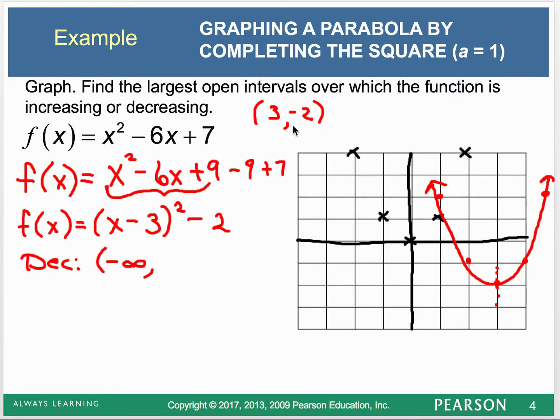Because that's also going to help me with my increasing and decreasing intervals, and my domain, and my range, and my axis of symmetry. So negative infinity to 3. And then it's increasing from 3 to infinity, right? It's increasing on this side. So from here on, the function is increasing. Okay, so there's an option. We could just complete the square and put it in that form where I can use my transformations.